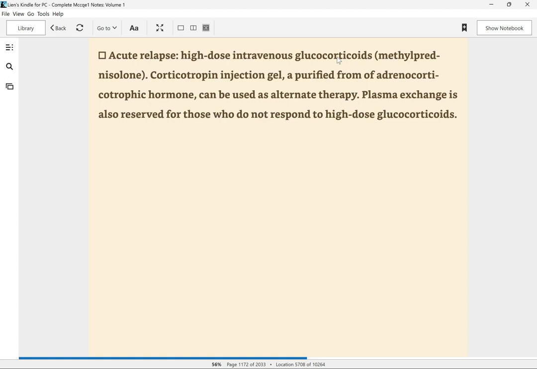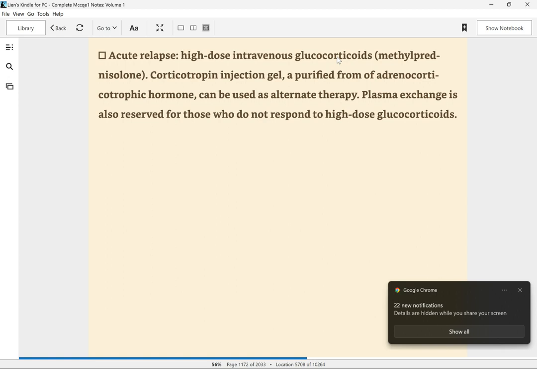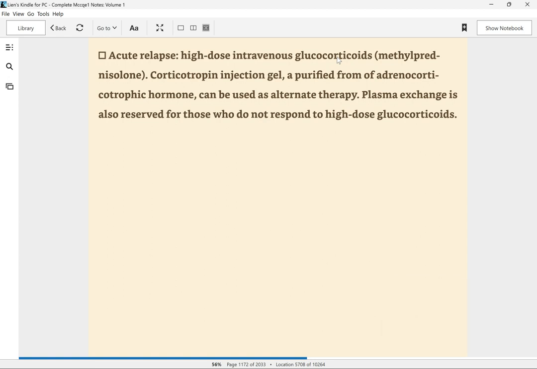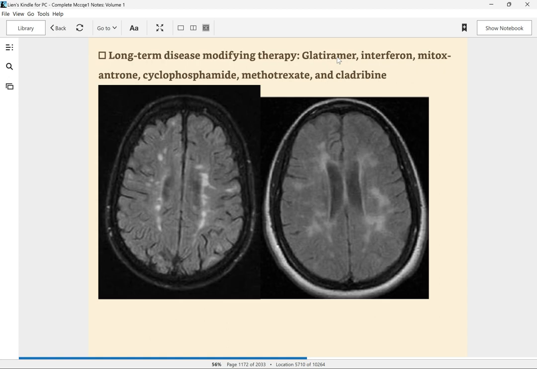Treatment: for acute relapse, high-dose intravenous glucocorticoids, methylprednisolone. Corticotropin injection gel, a purified form of adrenocorticotrophic hormone, can be used as alternate therapy. Plasma exchange is also reserved for those who do not respond to high-dose glucocorticoids. Long-term disease-modifying therapy: glatiramer, interferon, mitoxantrone, cyclophosphamide, methotrexate, and cladribine.